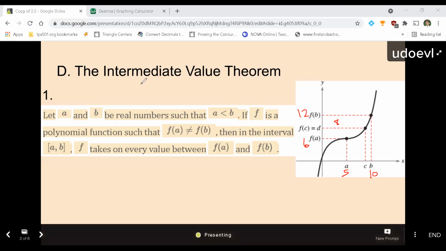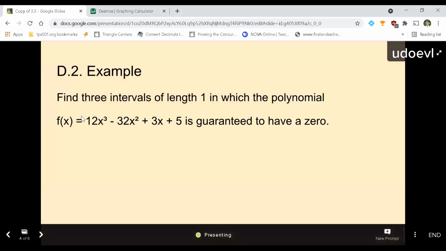All right, so for example, if you had a function that would be difficult to solve, like this one, 12x cubed minus 32x squared plus 3x plus 5, we can find where its solutions are by looking at the function and applying the intermediate value theorem. So how you could do this is, I'm going to have to stop share and reshare. Let's stop share, reshare, whole screen.